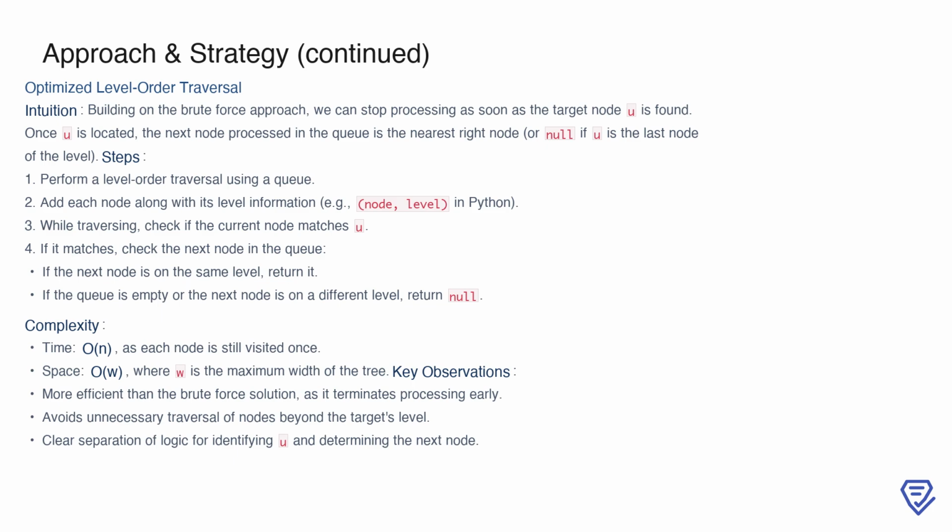This optimization still has a time complexity of O(n), as we only visit each node once, but it avoids unnecessary traversal beyond U's level, making it more efficient. The space complexity remains O(w), where w is the maximum width of the tree. Overall, this approach is cleaner and faster, as it eliminates redundant work while maintaining the clarity of level order logic.